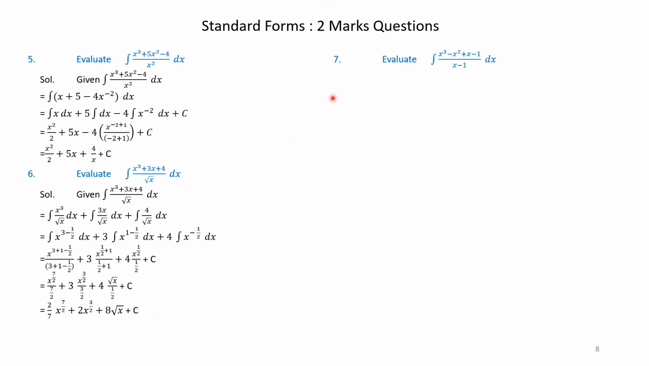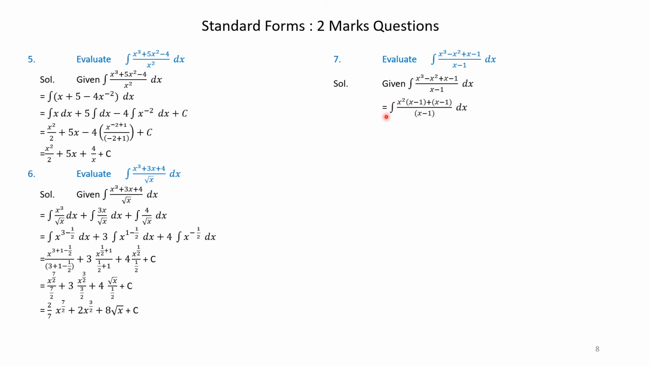Next question. Evaluate x cube minus x square plus x minus 1. So this is a polynomial of third degree. Therefore, let us solve it. Given the equation, the function is copied as it is. Therefore, given is integral of x cube minus x square plus x minus 1 divided by x minus 1 into dx.